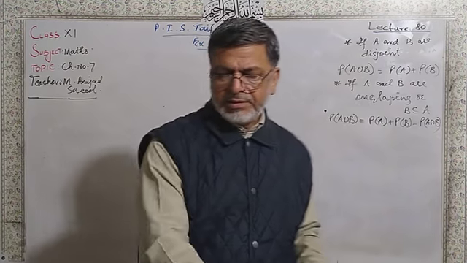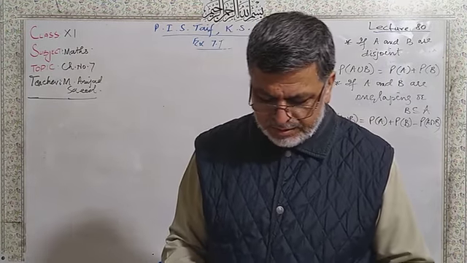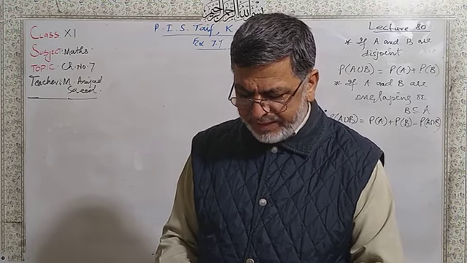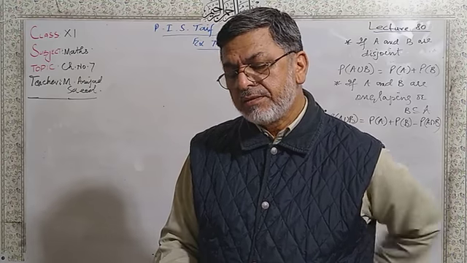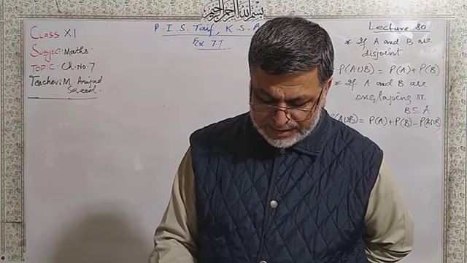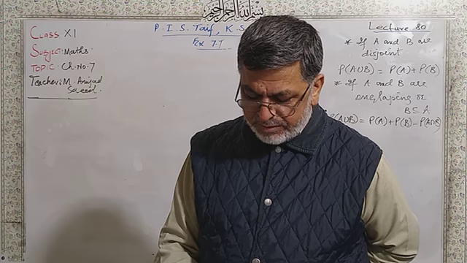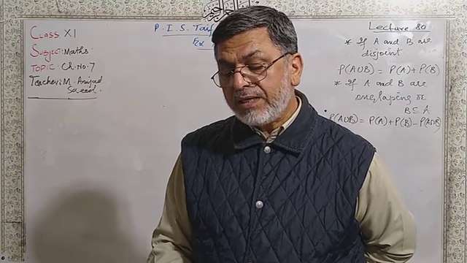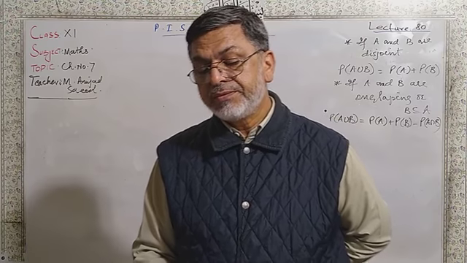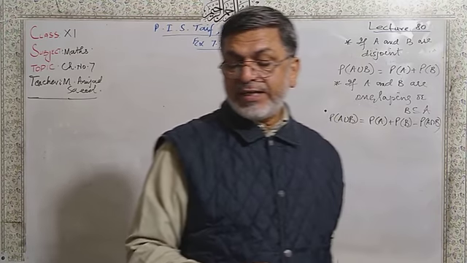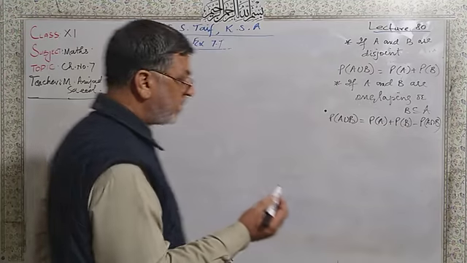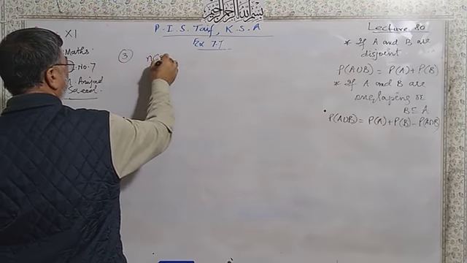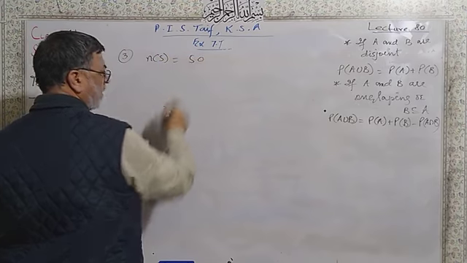What is the question? Question number 3. A natural number is chosen out of first 50 natural numbers. What is the probability that the chosen number is multiple of 3 or multiple of 5? So definitely, question number 3, n of S is equal to 50.